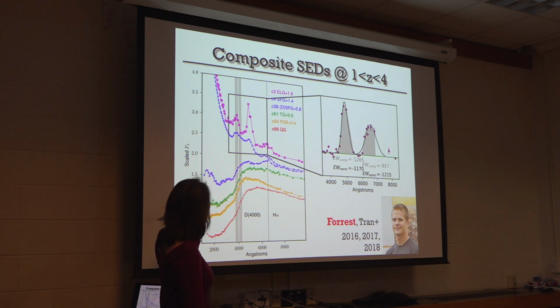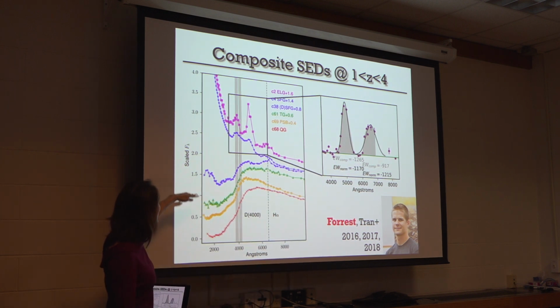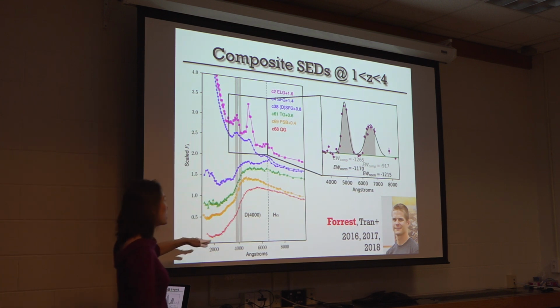And so here we have those composite SEDs, and this is from his last thesis paper in 2018. So we have them here from the top to the bottom. Once again, we're going from very strongly star-forming galaxies down to fairly quiescent galaxies.